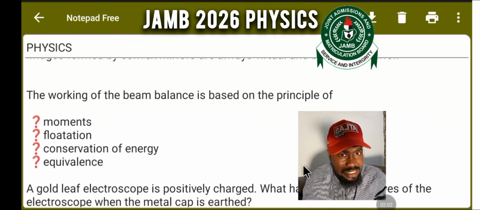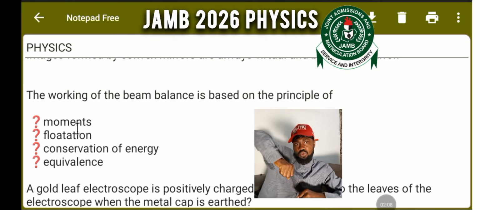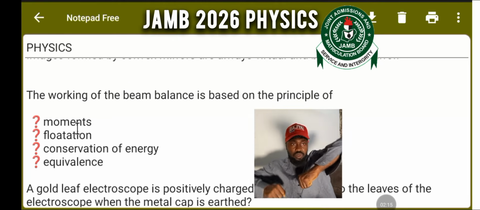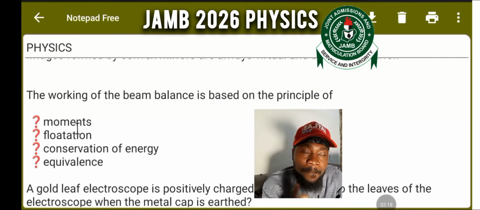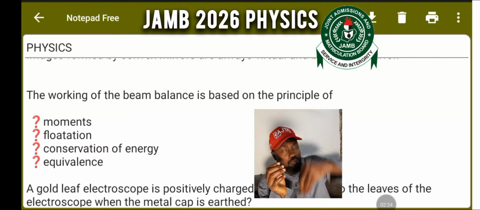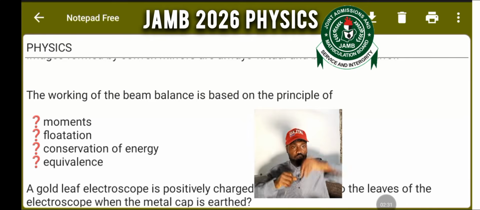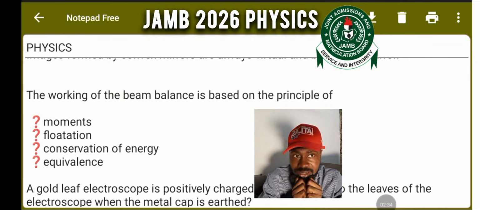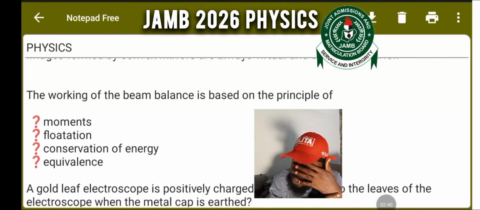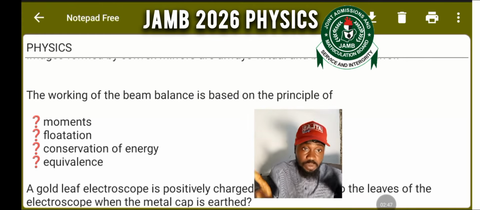A beam balance works to and fro like this. If you put a weight here, and the weight here is heavier than the one there, it will bring this one down and this one will go up. So you compare two weights, or you use the calibrated weights to know the weight of the object you put, and you can get the mass of the object. You know that a beam balance is used to measure mass, not weight. And what is mass? Hope you can define mass. Mass is the amount of matter contained in a substance or in a body.